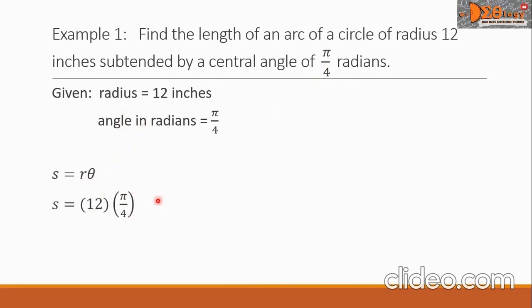Then we will simplify further. We can cancel this 12 and 4, it becomes 3, and then we will copy the pi. So the S, the length of the arc, equals 3 pi, and we will not forget the unit of measurement, that is inches. So our final answer is 3 pi inches.